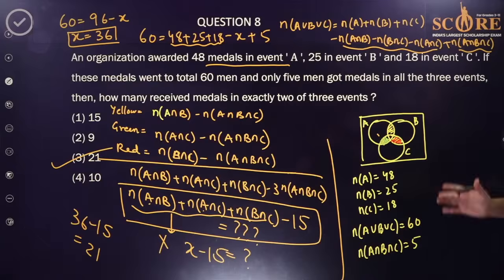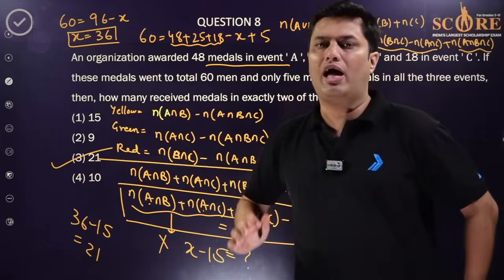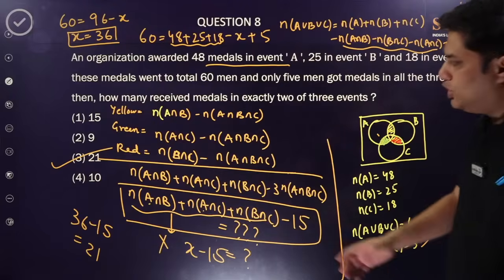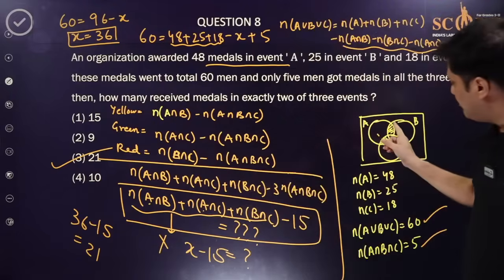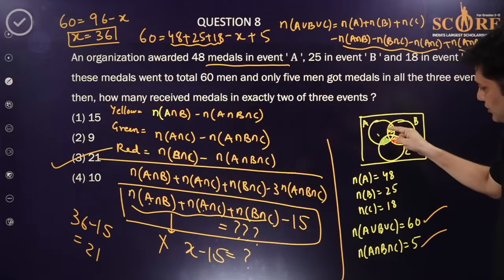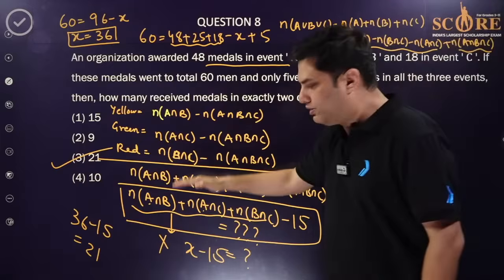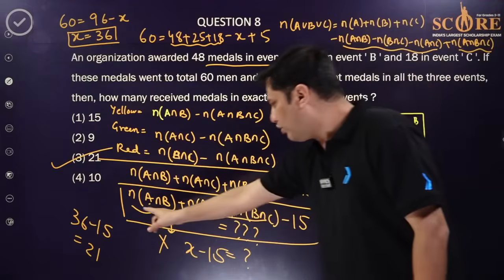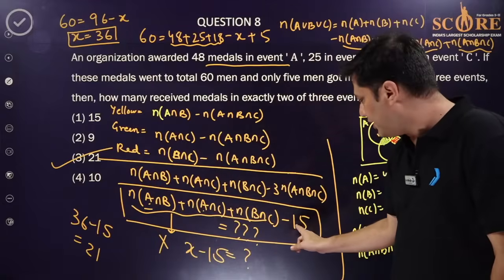So just try to understand that you have N A, N B, N C, union 60, intersection 5. You want exactly 2 medals. Exactly 2 medals means the green, yellow, red regions, which is intersection minus common part, intersection minus common part, intersection minus common part. If you add all the 3, you will get exactly 2 medals. So this is 3 times 5, which is 15. So I want the sum of all these pairwise intersections minus 15.